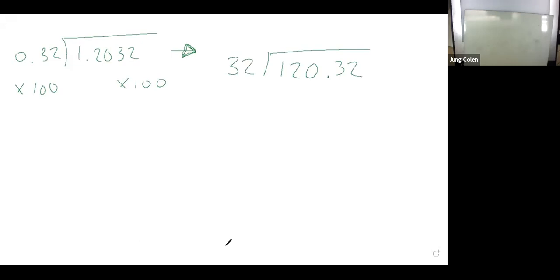Right? This is easier than dividing by 0.32 because how many 0.32 goes in 1.2 is not easy for us, right? We can solve the problem easily when we are given the whole numbers. Now we can solve it. How many 32 goes in 120? 3, which is 96. Subtract. You get 24 and drop 3 down. 32 times what is close to 243 or less than that?